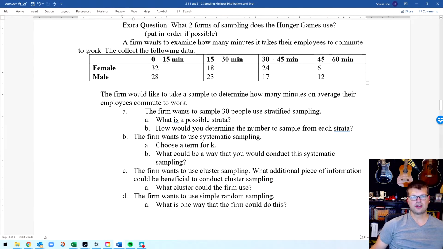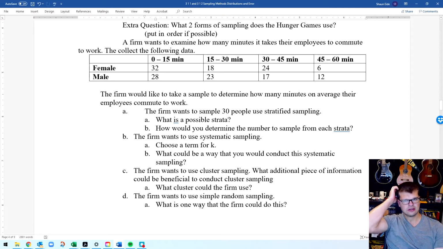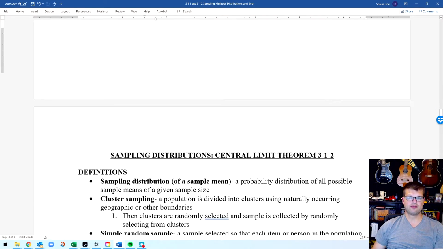Yes, they are clustered into male and female, but you could also possibly, I don't know, cluster them based on geographical location. So 15 minutes, 15 to 30 minutes, 30 to 45, 45 to 60 minutes, that's not geographical location. That's distance, or that's time from work. When we talk about geographical location, you might want to talk about, I don't know, say like a city. And then the firm wants to use simple random sampling. What is a way that the firm could do this?